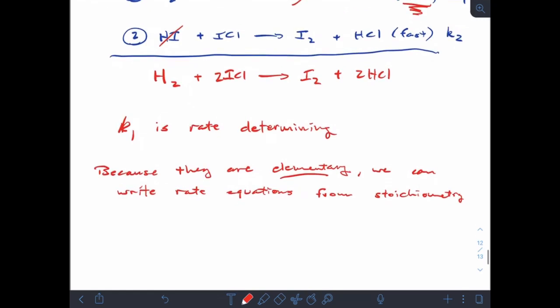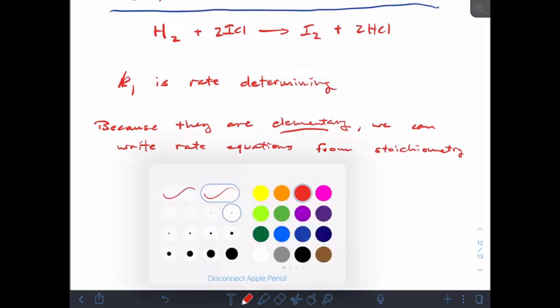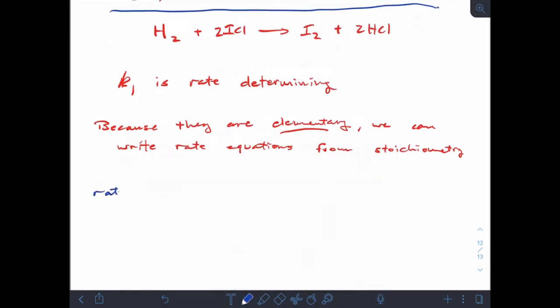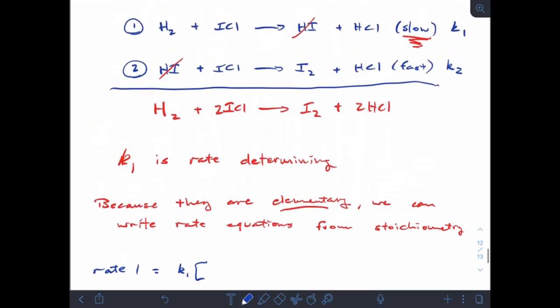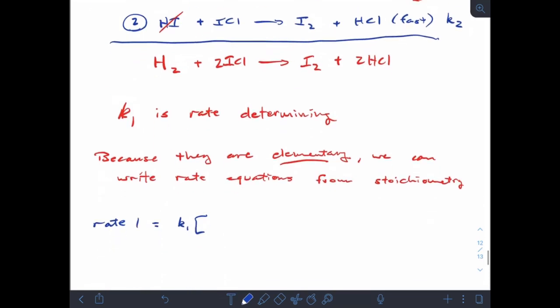It's a lot of words to write. Okay, so rate for reaction 1, let's make this in blue, will give us K1, and our stoichiometry from reaction 1, let's take a look at it. Reaction 1 has 1-to-1 hydrogen gas to ICl. So they both have orders of 1 because they are elementary. H2 to the first, ICl to the first.